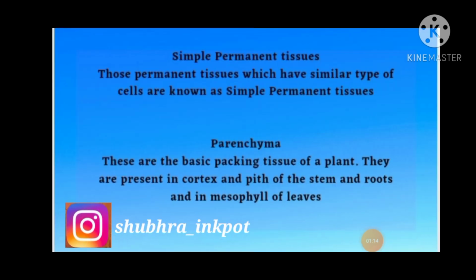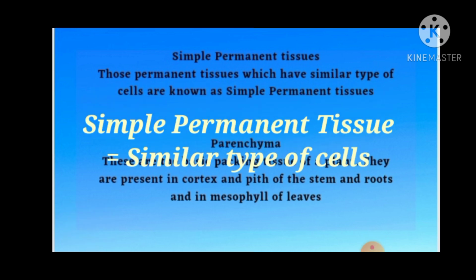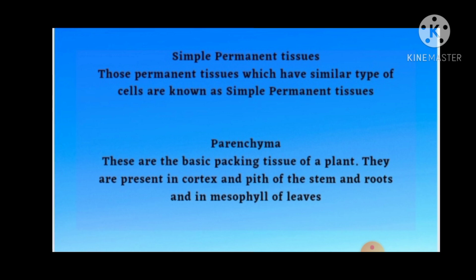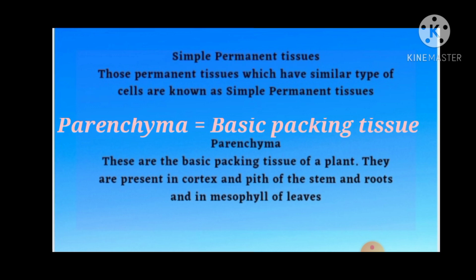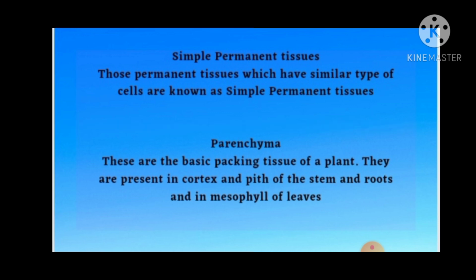So students, what do you mean by simple permanent tissues? Those permanent tissues which have similar type of cells are known as simple permanent tissues, meaning thereby all the cells are alike. They are similar in shape, size and function. Now let us discuss the first type of simple permanent tissue, that is parenchyma. Parenchyma are the basic packing tissue of a plant. They are present in cortex and pith of the stem and roots and in mesophyll of leaves.